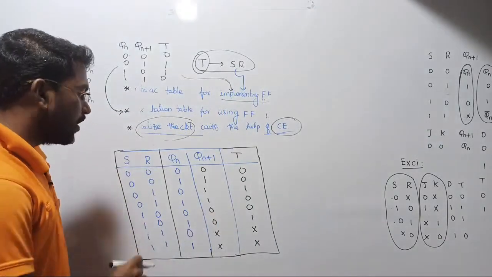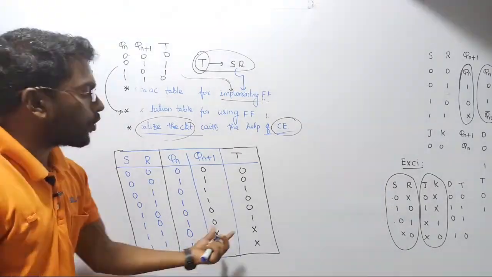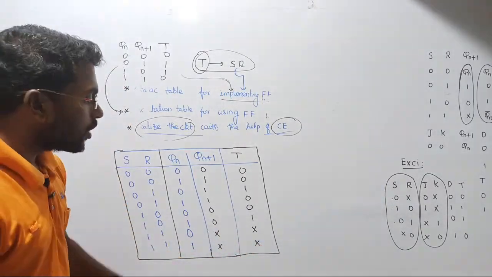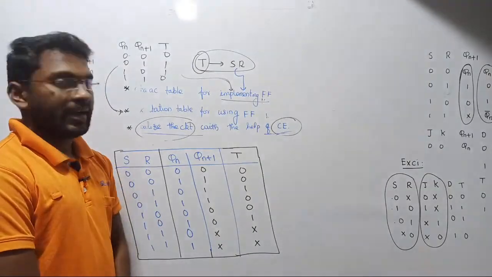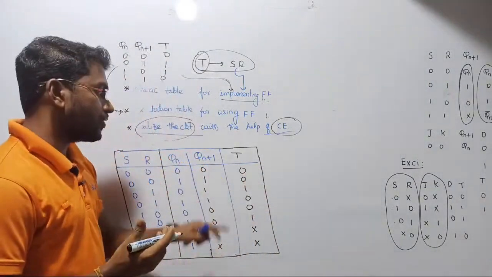Let me repeat once again. See there, here your possible present outputs are not known. If it is not known, then how can you guess this one? That is also not known. So just treat that one as the excitation, that is a don't care only, right? So immediately we will have to write the characteristic equation for the T flip-flop, right?